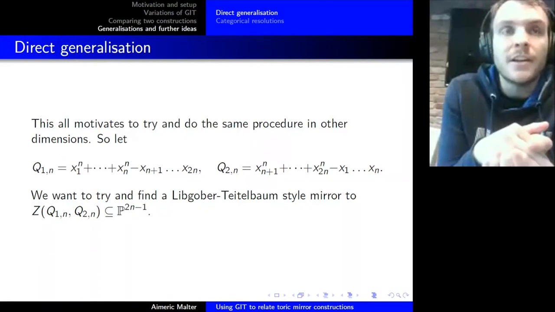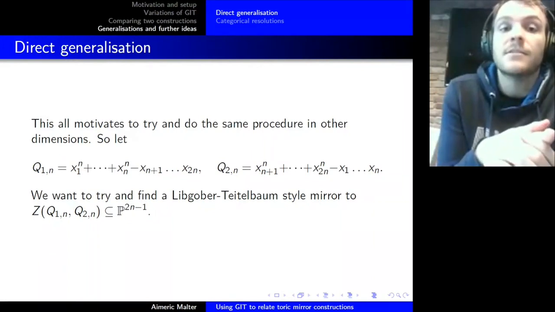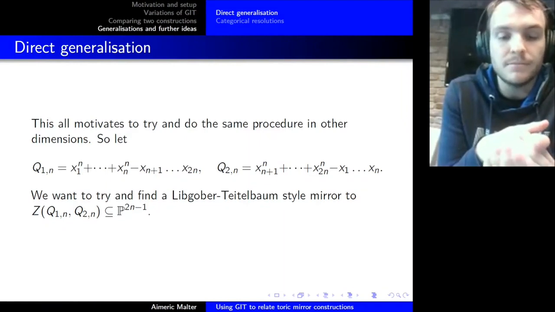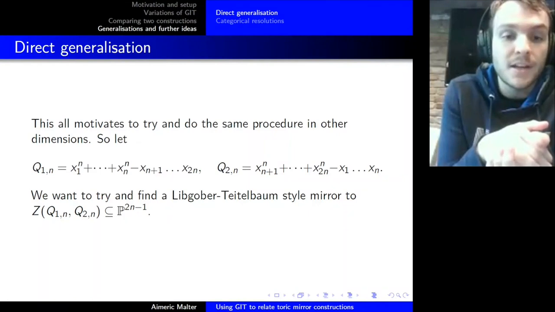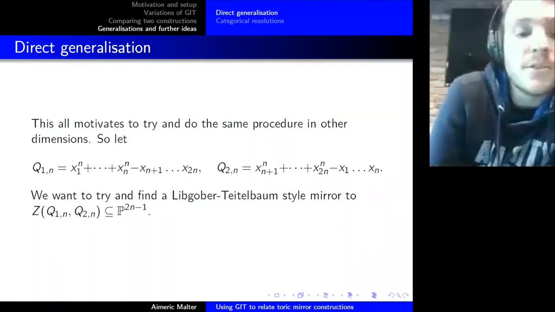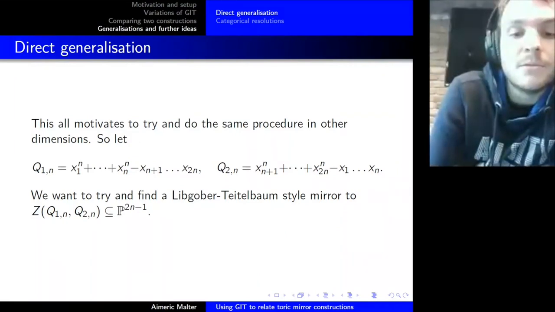So I've tried to just say, okay, if I use the results I have, can I directly generalize it to other dimensions? So the first very obvious thing to do would be to literally just write out the polynomials, but with higher exponents and with more variables. So I set out with the idea, we take these two polynomials which are here, and we want to try and find a Libgober-Teitelbaum style mirror candidate to their complete intersection.